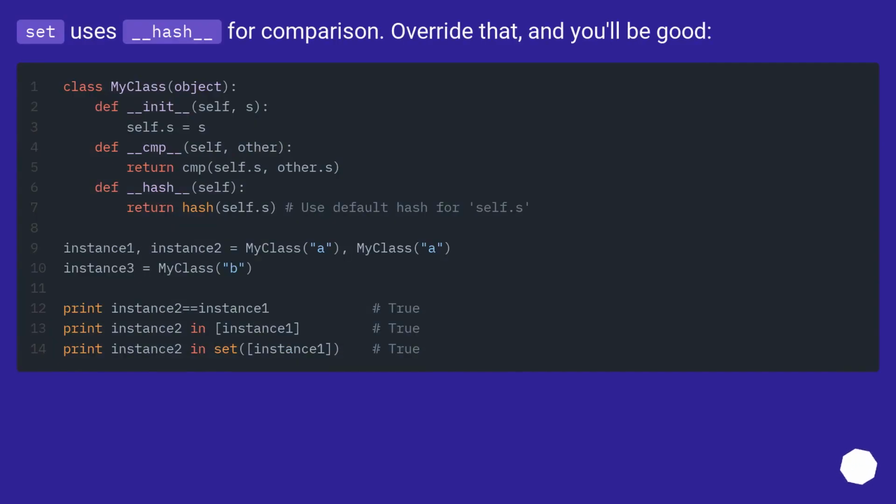Set uses __hash__ for comparison. Override that, and you'll be good.